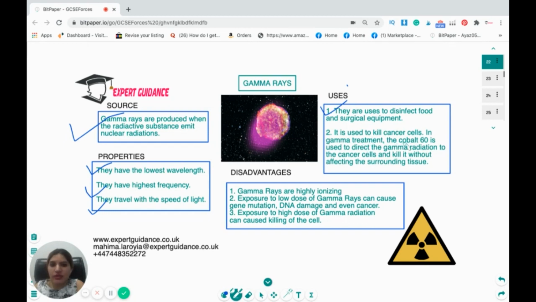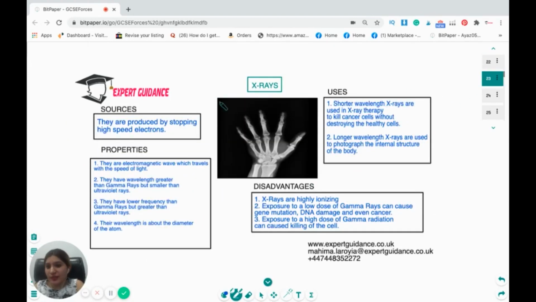In gamma treatment, cobalt-60 is used to direct the gamma radiation to the cancer cells and kill them without affecting the surrounding tissues. The disadvantage of gamma rays is that they are highly ionizing. Exposure to a low dose of gamma rays can cause gene mutation, DNA damage, and even cancer, and exposure to a high dose of gamma radiation can cause cell death. So remember the uses, the properties, and the harmful effects as well.